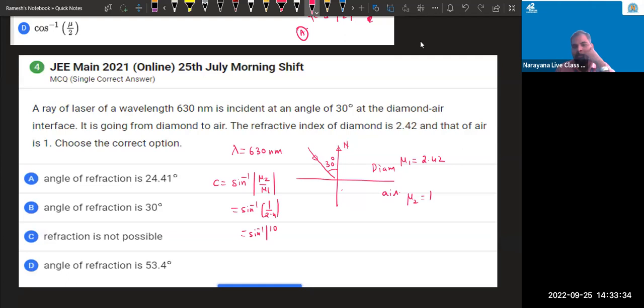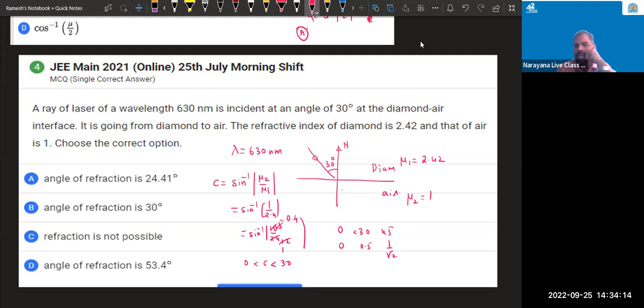10 by 24. 2 fives are 10, 2 twos are 4, so 0.4. You know sine 0 is 0, sine 30 is 0.5, and sine 45 is 1 by root 2. That means the critical angle will be less than 30 degrees and more than 0 somewhere. Correct or not? The critical angle is between 0 and 30 degrees.